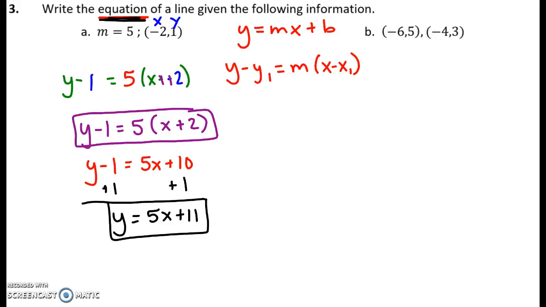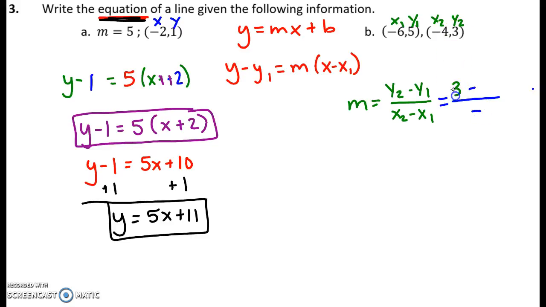Notice in the next problem here, they just give us 2 points, so the first thing that we have to do is calculate the slope. Remember, that is y2 minus y1 divided by x2 minus x1. So I have an x1 value, a y1, x2, y2, and now I'm just going to substitute in. Remember, you're always going to have division, you're always going to have subtraction, so now substitute in.